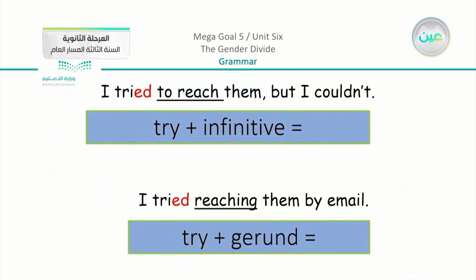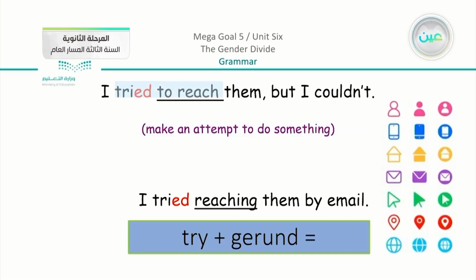We have the last verb, which is try. Now using try with the infinitive: I tried in the past to reach them, but I couldn't. Here you can see that there is an attempt to do something. So I want to contact someone. I tried to reach them, but I couldn't. I tried several ways to contact them.